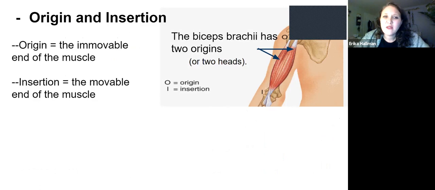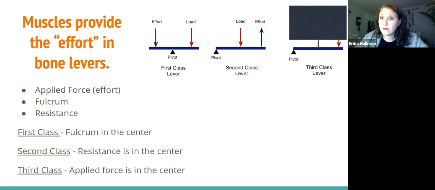Then the insertion is going to be the point that it's attached to that's going to be doing the moving. All right, so a great example of that is in our biceps brachii. The origin is going to be at the top of the shoulder and on that part of the scapula. And the insertion point is going to be on the ulna and the radius, so that upper forearm. And that's going to be what allows us to contract that muscle and to move.